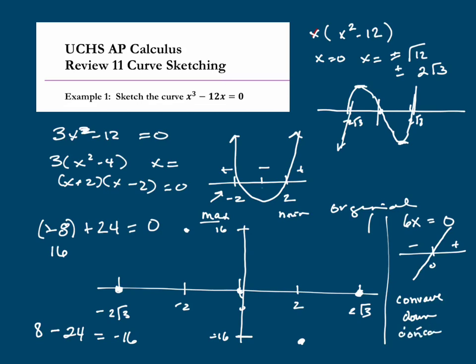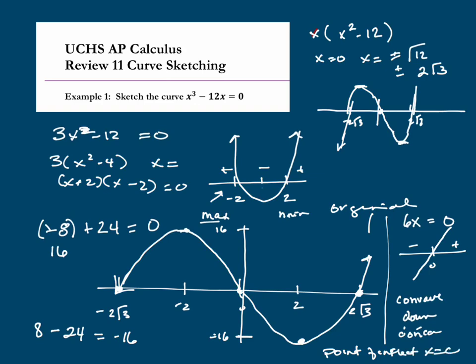So that means this is concave down, and then concave up, and I have a point of inflection at x equals 0, which is definitely what happened here. So there's my graph. That's the first one graphed.